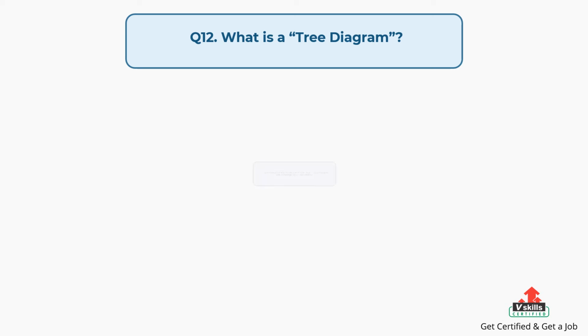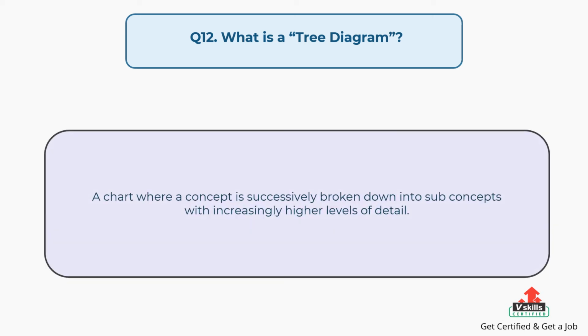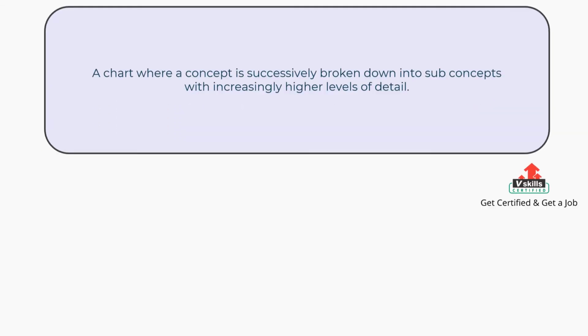Question number 12. What is a tree diagram? The answer is, a chart where a concept is successively broken down into sub-concepts with increasingly higher levels of detail.